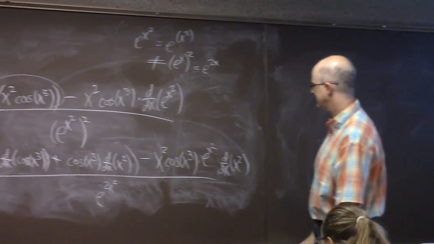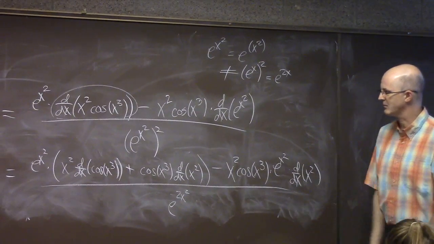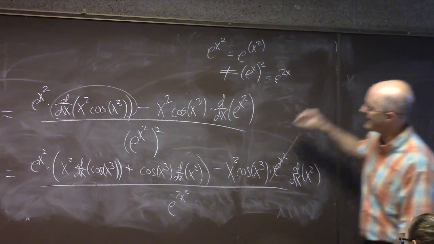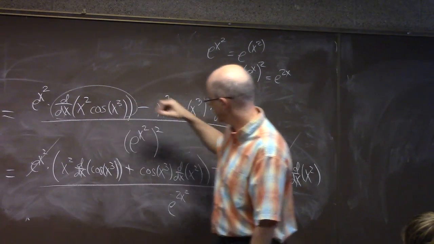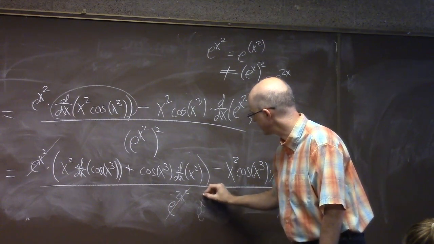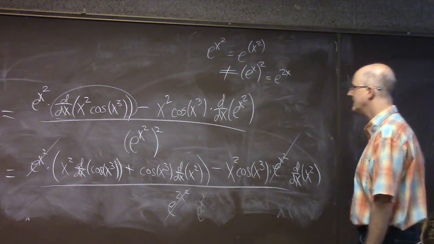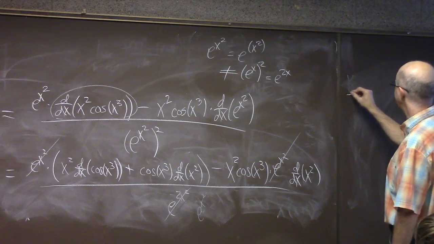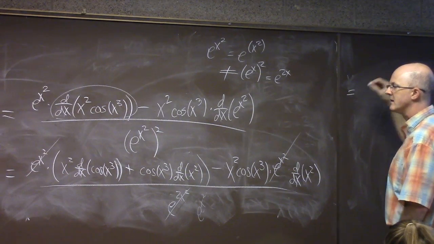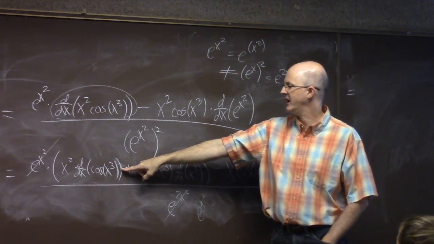let's see. I guess I could have canceled one of the e to the x squareds, couldn't I? That and this cancel with one of those to leave an e to the x squared in the bottom. To make it a little simpler as well, so we get, still got to be careful here. I'm looking right here, use the chain rule.